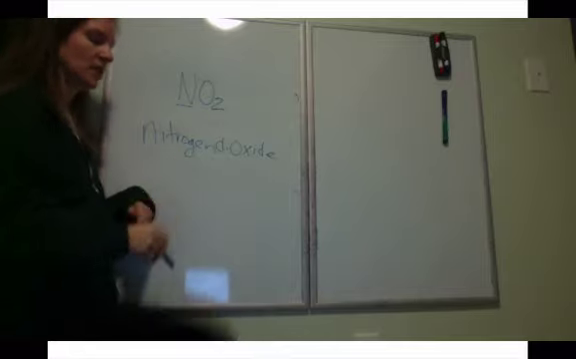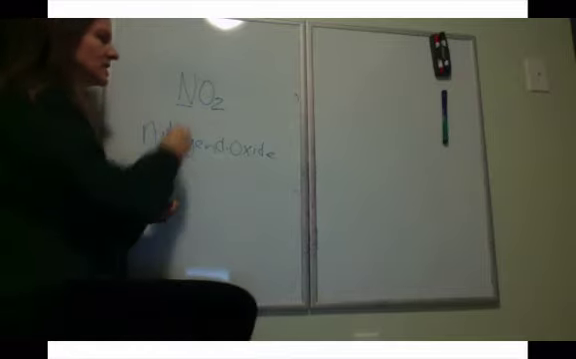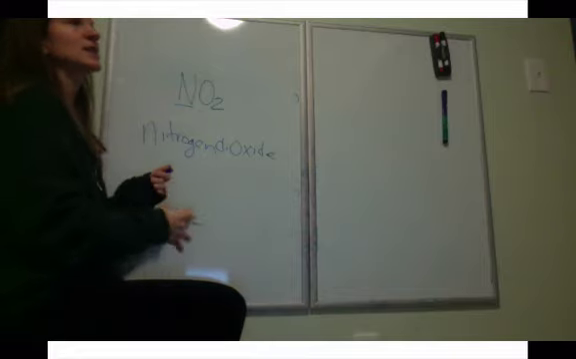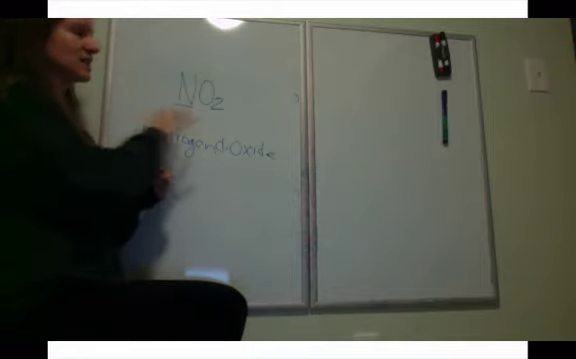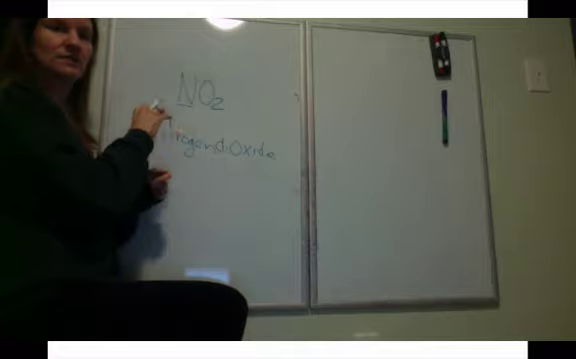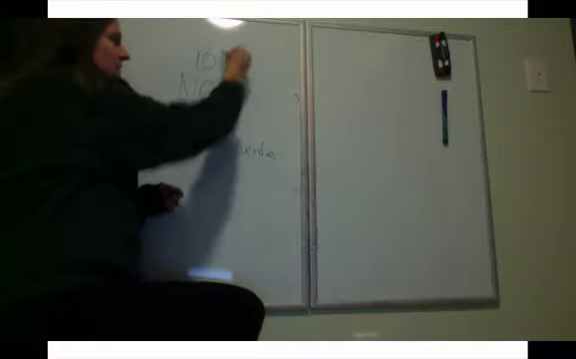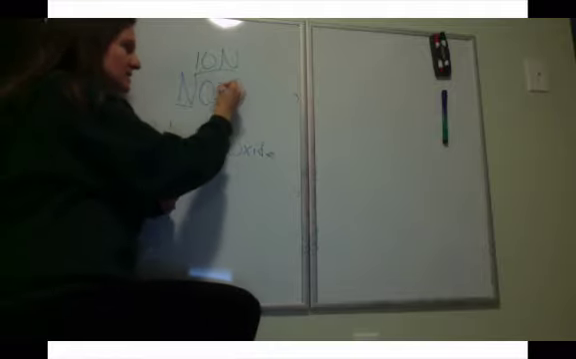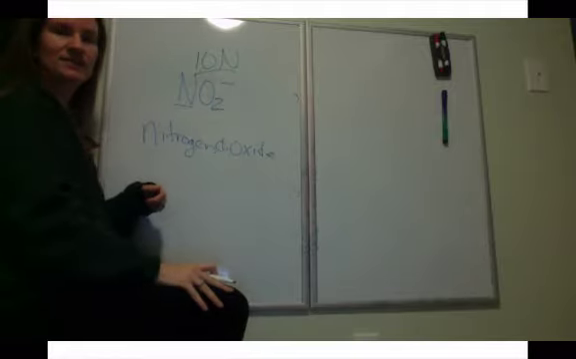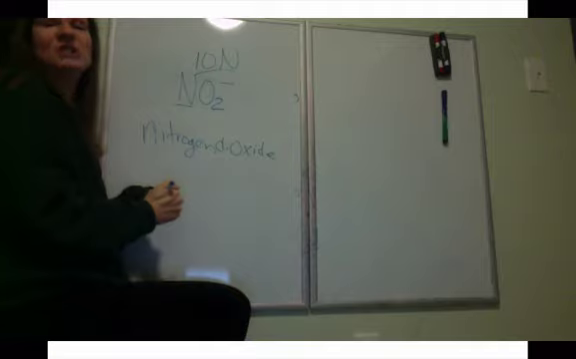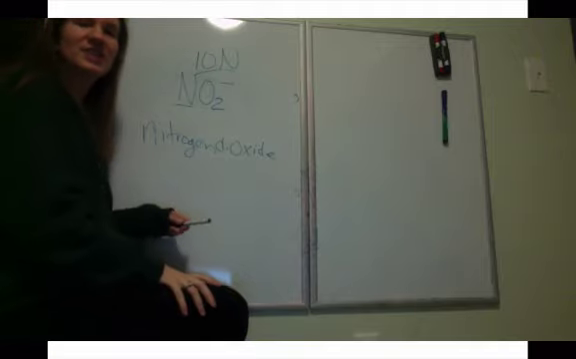One thing to notice, NO2, some people look at this and they say, oh, polyatomic. I know NO3 is nitrate, so NO2 is nitrite. No, nitrite is a polyatomic ion, which means this is not nitrite. Without the charge, it's just a molecule. With a charge, it's an ion.